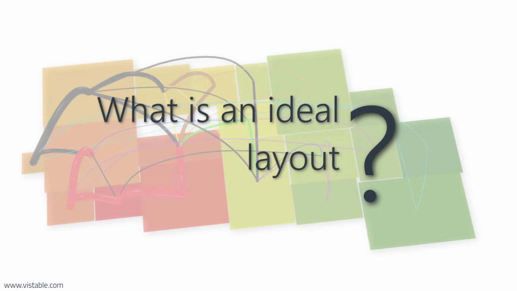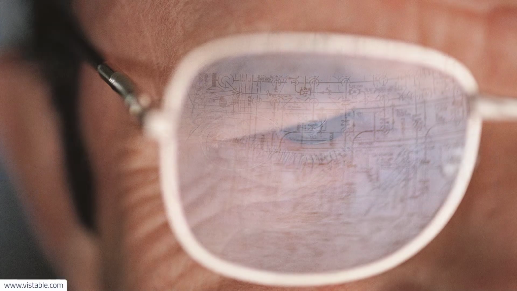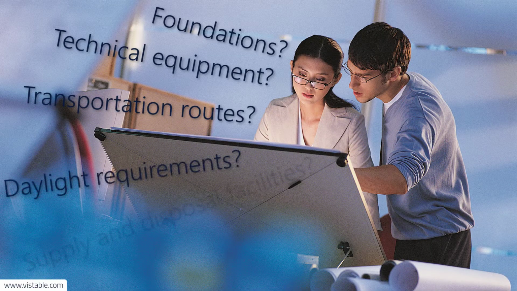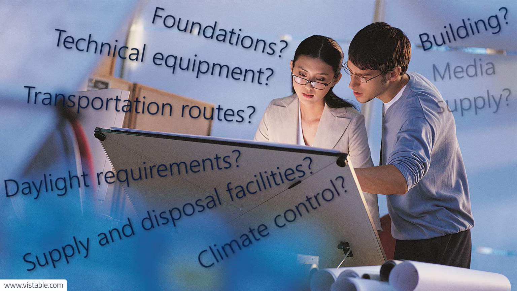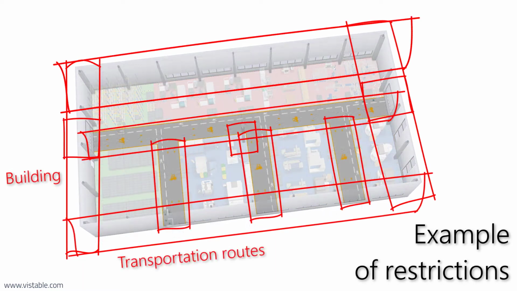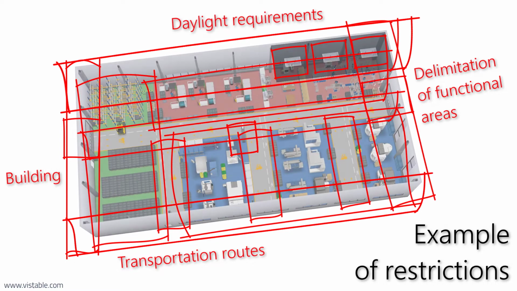So what do we mean by an ideal layout? In reality, there are many restrictions. They make layout planning seemingly complicated because so much has to be taken into account. But this is a misconception. Restrictions limit the number of possible solutions, and they often lead to rigid thinking patterns and biased planning solutions.